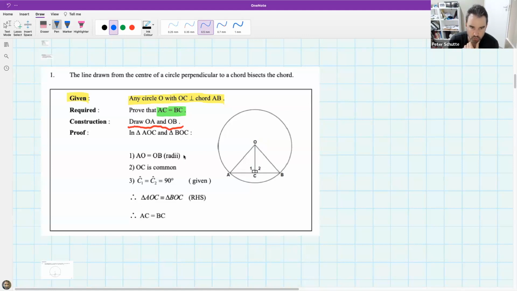So we know that AO equals OB. Why do we know that? Because they're both radii. We know that OC is common. So let's see if I can see where OC is common. There's OC, it's in common to both. And what else do we know? Well, we know that when we started, C1 equals C2 equals 90. So basically this one over here is equal to this one over here. Now, what case of congruency are we going to use this time to prove that this triangle is congruent to that triangle?